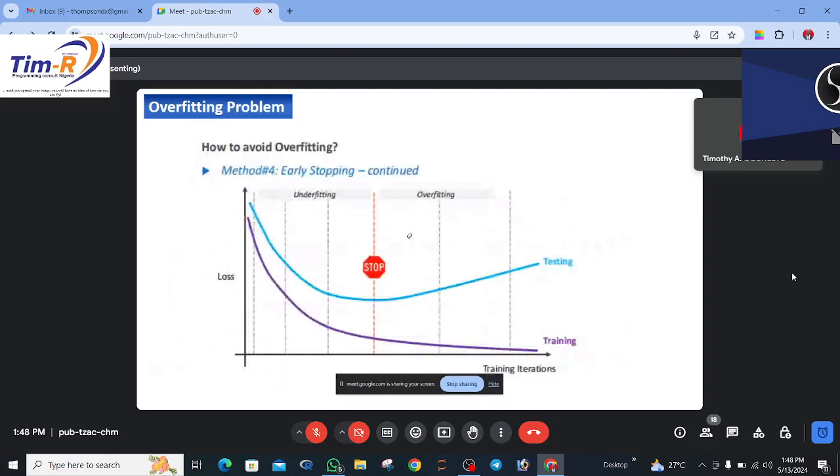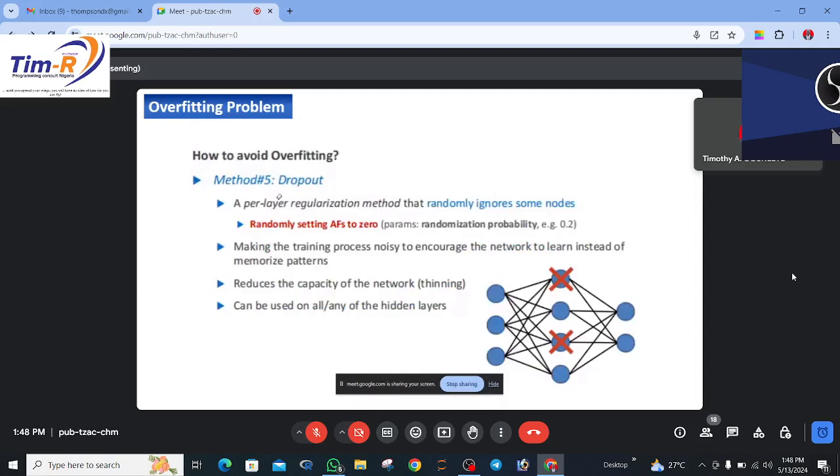So this means that a parameter like randomization probability, for example setting it to 0.2, can also help in certain cases. It is different for different use cases. I'm making the training process noisy, which encourages the network to learn instead of memorizing the patterns. So that can also help us avoid overfitting.